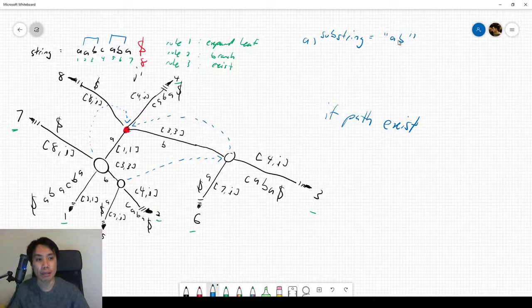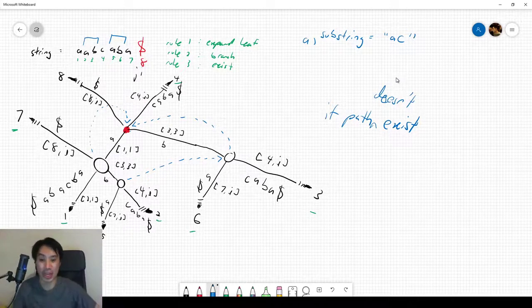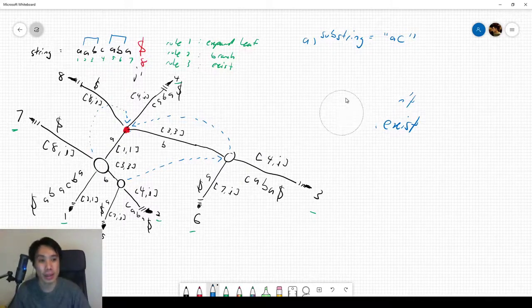Let's say I'm looking for a substring which is AC. If you see here, I do not have any AC at all. I begin from here, A, I got A dollar, A, and AB. You realize I do not have AC. If a path doesn't exist, it means the substring doesn't exist. So it is very, very useful.